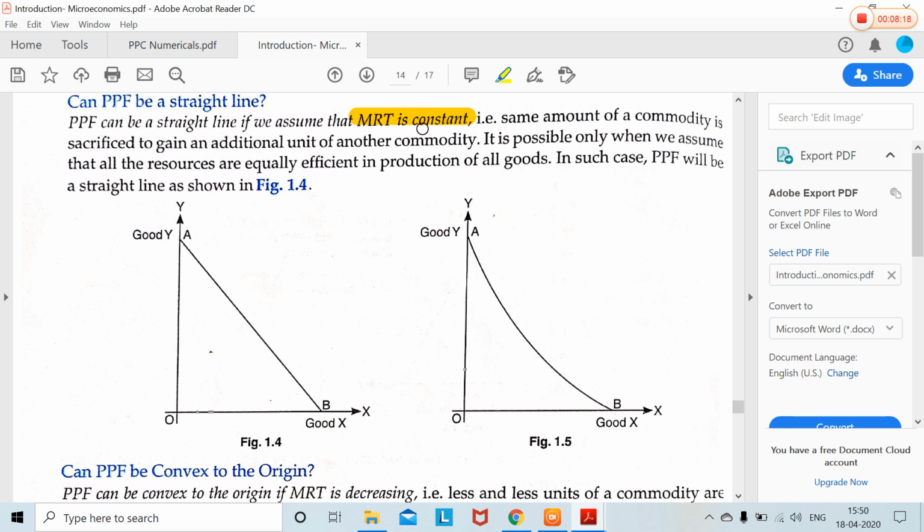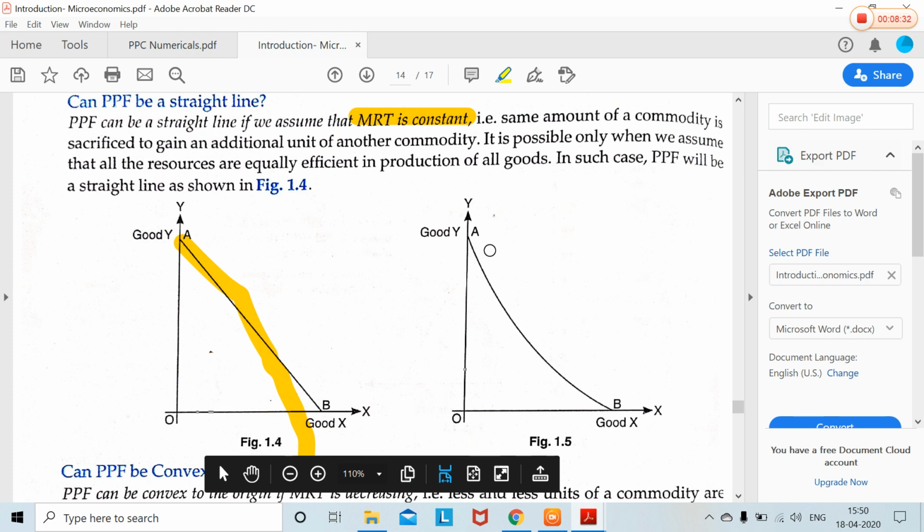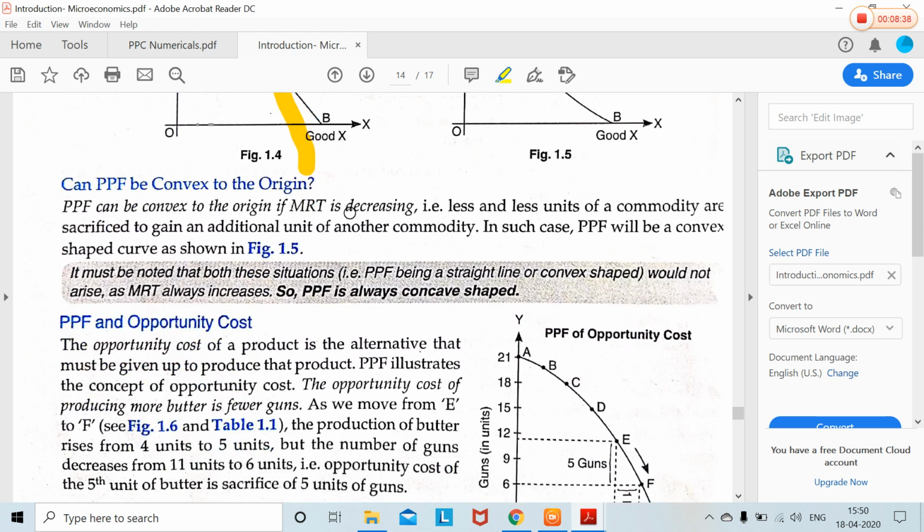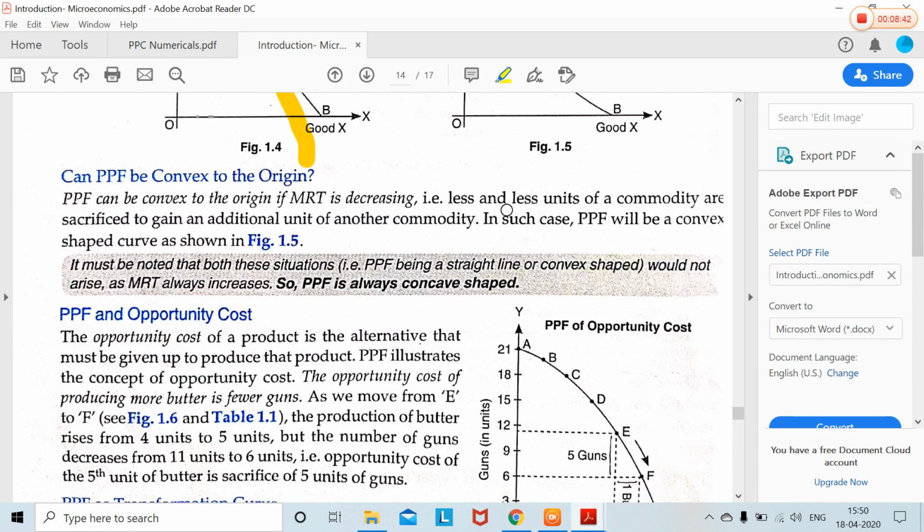So whenever MRT is constant, it means we are losing every time a fixed number of units of good Y to produce 1 unit of good X, which does not happen in reality. In that case, it will turn out to be a straight line, downward sloping. And when PPC is concave, why? When MRT is decreasing, when less and less units of a commodity are sacrificed.